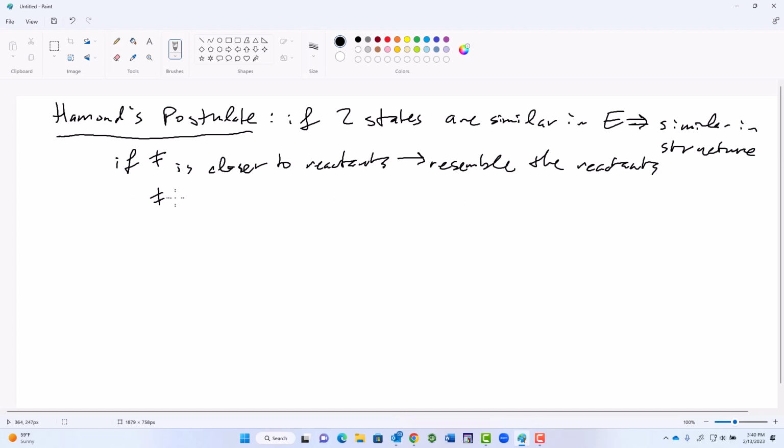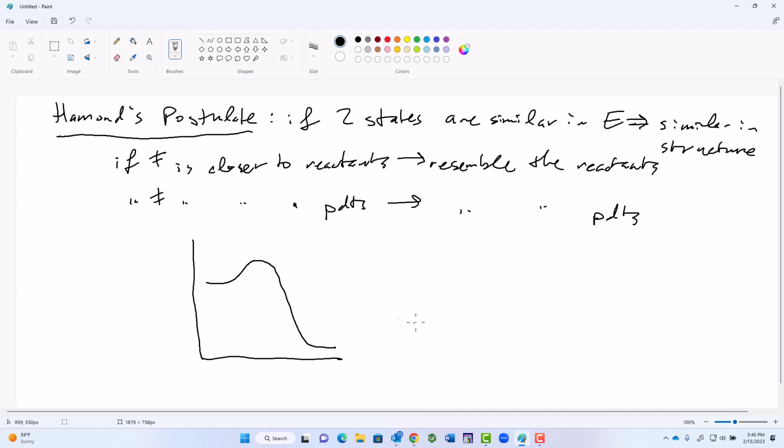Similarly, if a transition state is closer to the products, it will resemble the products. So looking at these in terms of energy diagrams, we can have a state that is closer to the reactants, and we can have a state that's closer to the products. So in this first case, our transition state is closer in energy to the reactants. We would call this an early transition state.